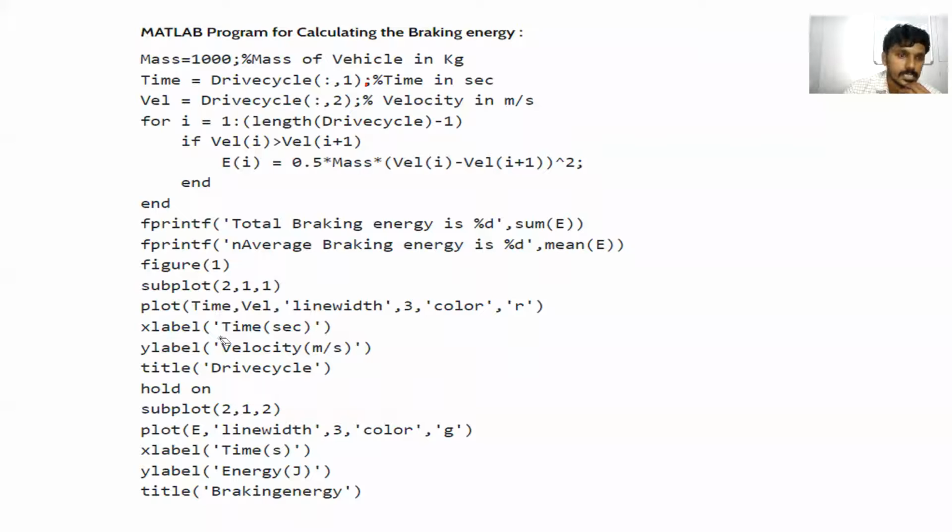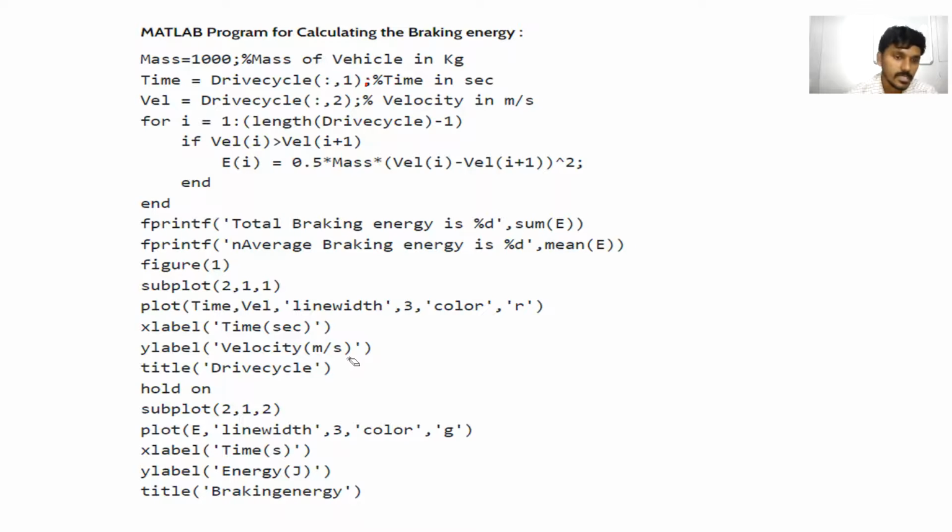Next, in x label, what to take on the x axis, those parameters we have to enter. If you want to take the time on the x axis, there is x label 1, time in seconds. If you want to check the speed on the y axis, write the y label 1, velocity in meter per second. Next, title means give one name for that plot, drive cycle. Title is nothing but the name for whatever plot or graph we are getting. For that graph we can give one name, that is the drive cycle.